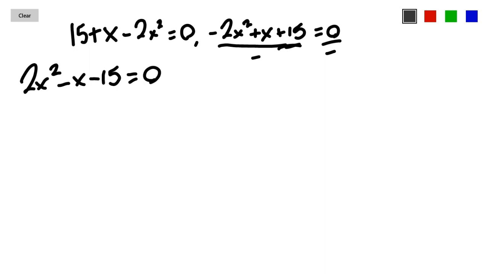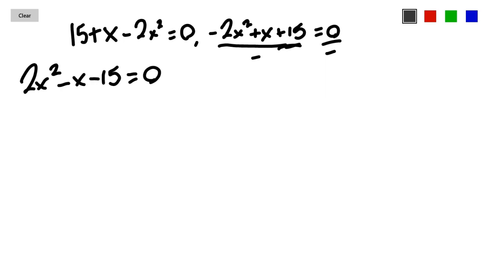Now that I have a positive coefficient in front of the x squared and everything is in standard form, I'm good to go to try to solve this thing. The first method that I'm going to try out is the method of factoring. This is why it was so important to learn about factoring in the algebra prerequisites: so that you can eventually solve these types of equations.